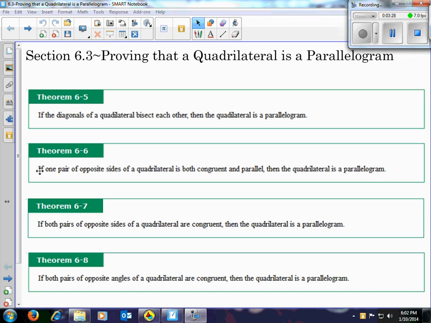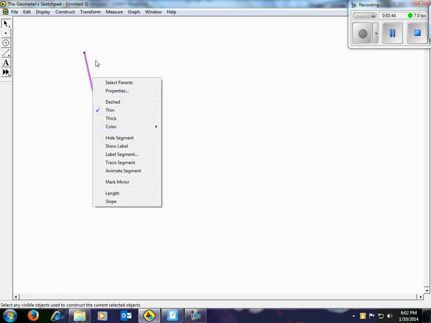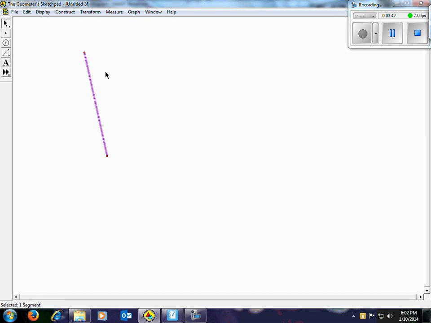And the next theorem says, if one pair of opposite sides of a quadrilateral is both congruent and parallel, then the quadrilateral is a parallelogram. So how I'm going to prove that is I am going to make one line and copy it. If I copy this line and paste it, it will have the exact same slope and the exact same length. Now I'm going to set it over here. Now if I connect my two endpoints of each one, then it should make a perfect parallelogram.